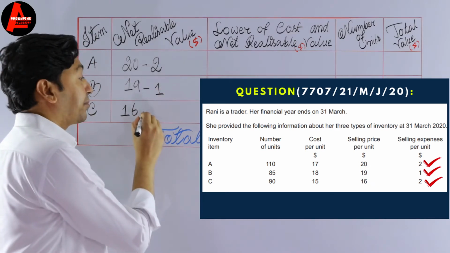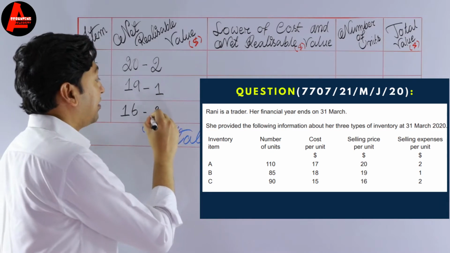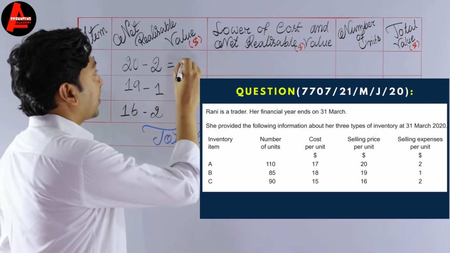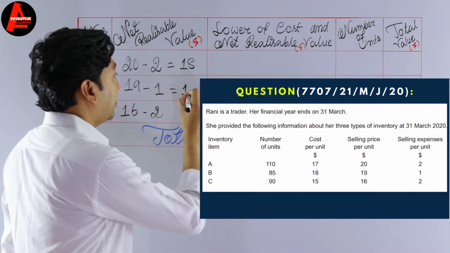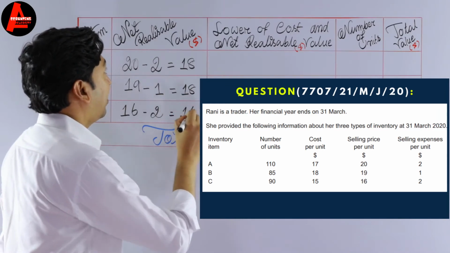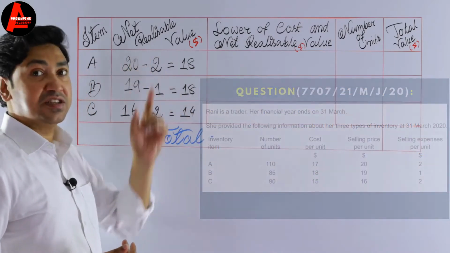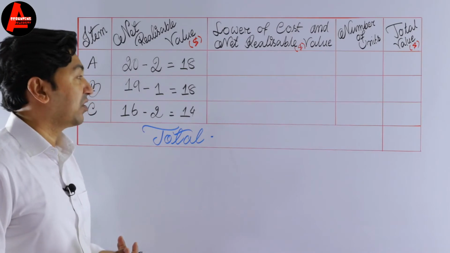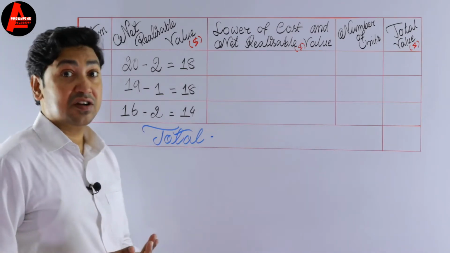For C, selling price is 16 and selling expenses are 2. Okay, so now if we subtract here, what we get? Here we get $18, here we get $18, and here we get $14. Okay, so these are our net realizable values for these three items. Now we will compare this value to the cost price.